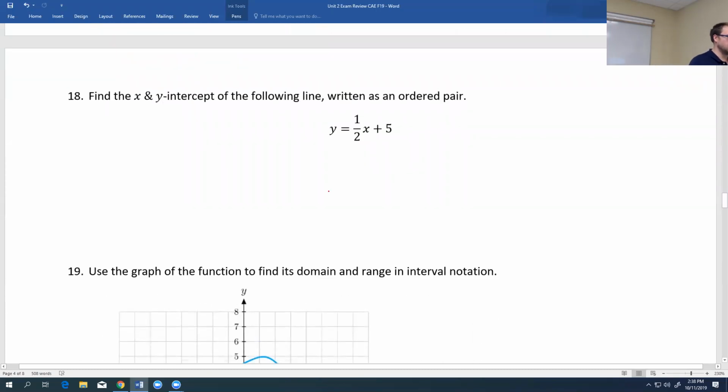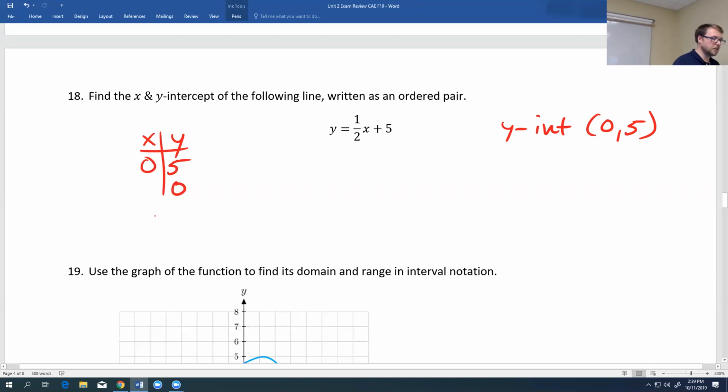Find the x and y intercept of the following line and write as an ordered pair. Okay, so to get the y-intercept, you just plug in 0 for x and you get 5 for y. So my y-intercept is just (0, 5). And then to get the x-intercept, you plug in 0 for y, and then solve for x.